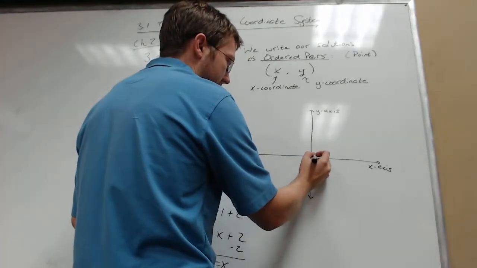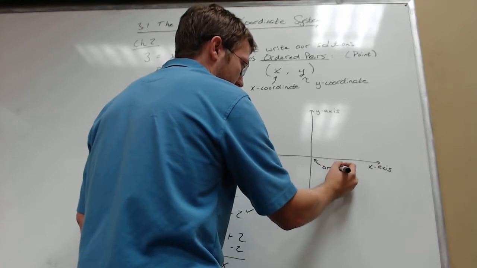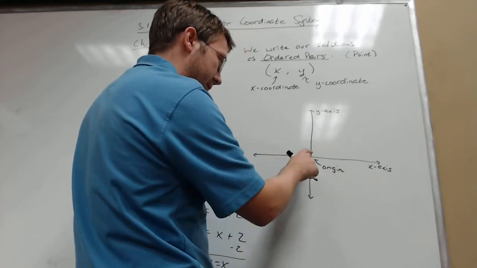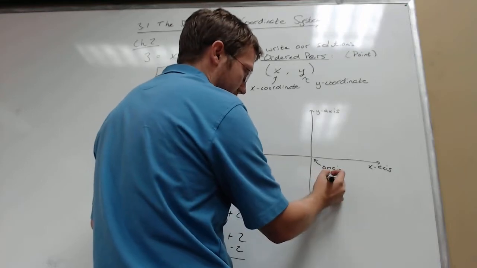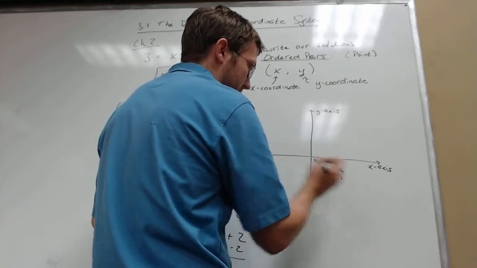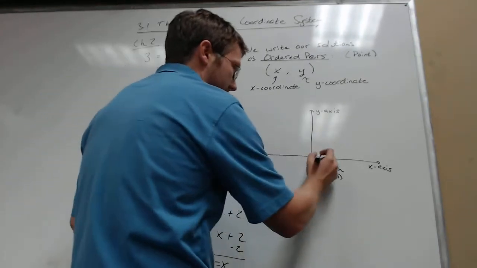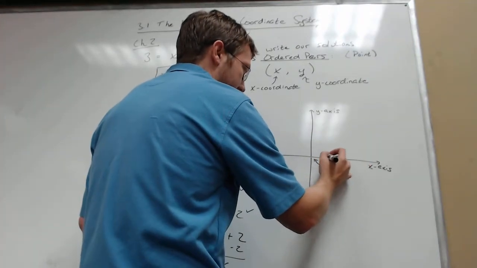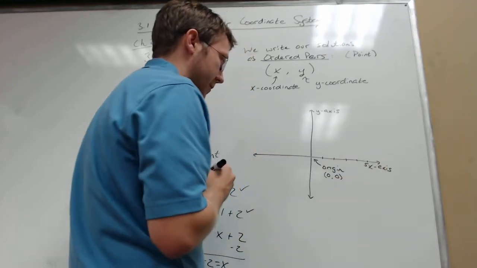And right in the center, we call the center the origin. But it's right in the center of the x-axis and the y-axis. So for our coordinates, it has a coordinate of 0, 0, right in the center. And as we go to the right, that's the positive direction. So 1, 2, 3, 4, 5. We can make 5 spaces to the right.